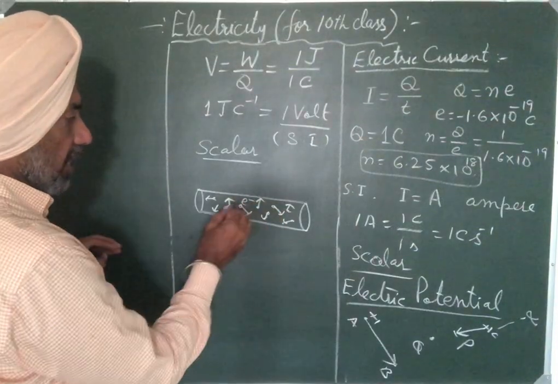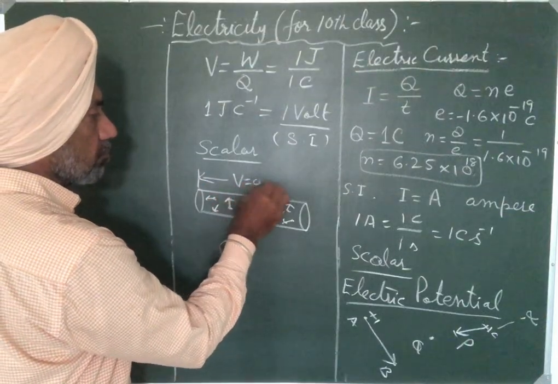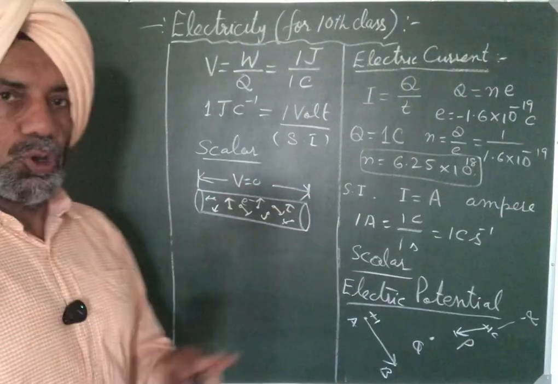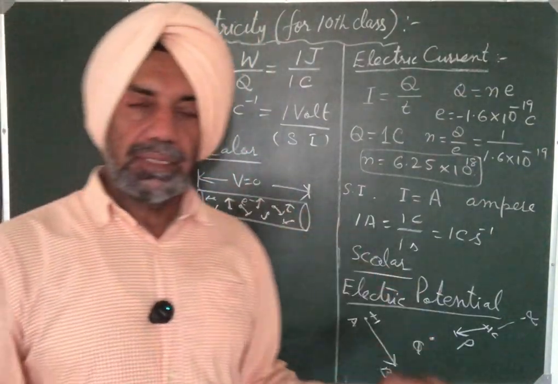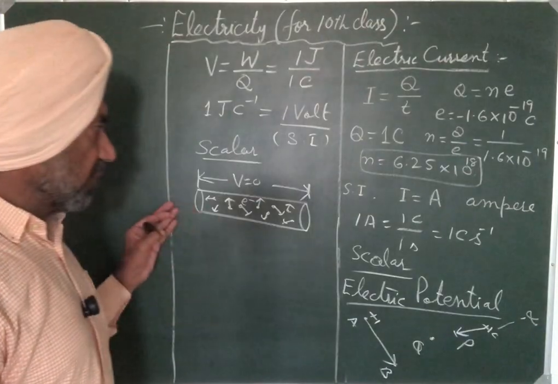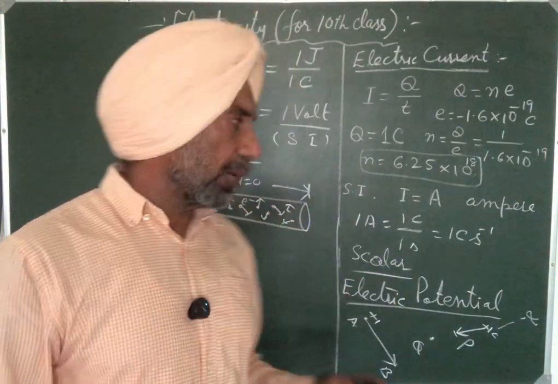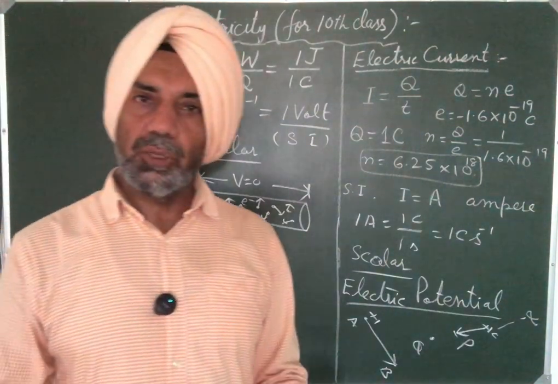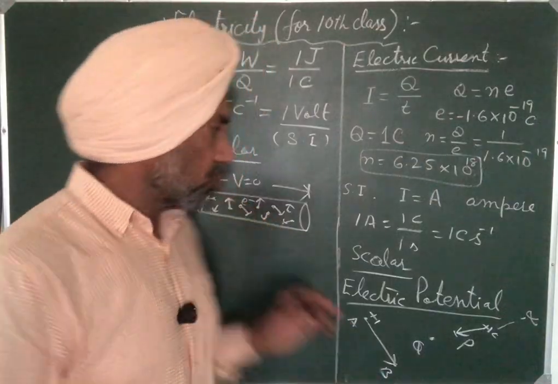Free electrons move in random fashion when there is no potential difference. Potential difference is 0, which means there is no current. Even then, in the conductor there are a large number of free electrons which move in a random, zigzag path. So the net flow of charge is 0. If the net flow of charge is 0 in a particular direction, then there is no current. So current is 0.